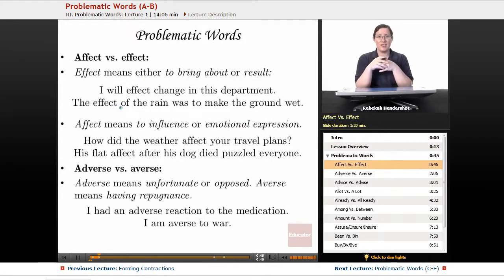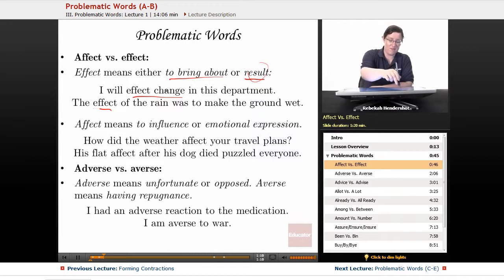Alright, affect versus effect. A lot of people get these words mixed up, but this is what you need to know. Effect means either to bring about, or, if it's used as a noun, it means result. So, I will effect change in this department. I will bring about change. Or, the effect of the rain, the result of the rain, was to make the ground wet. It's almost always used in the noun sense to mean result.